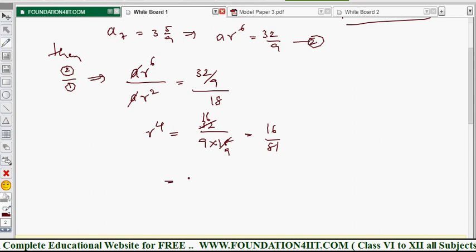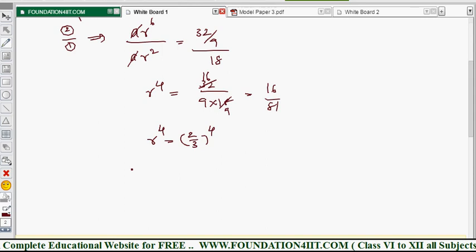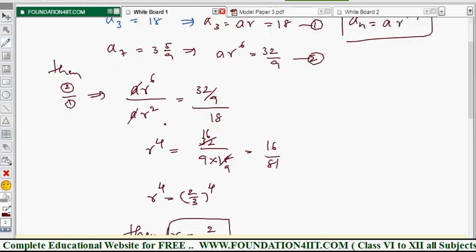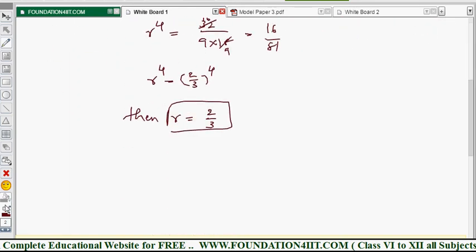Then 16 by 81 we can write as 2 by 3 whole to the power 4, because here we have R to the power 4. Make the power the same and equate the bases. Then the common ratio R is equal to 2 by 3. Okay, we got the R value. Once you know the R value, you can substitute it in any one of the equations and get A. So the first equation is A into R square is 18.